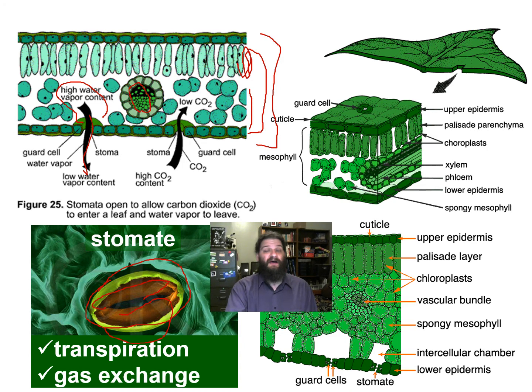This also is going to allow for gas exchange. So as they open up, it's going to allow carbon dioxide, which is needed by the plant, into the cells so that they have the raw material for photosynthesis.